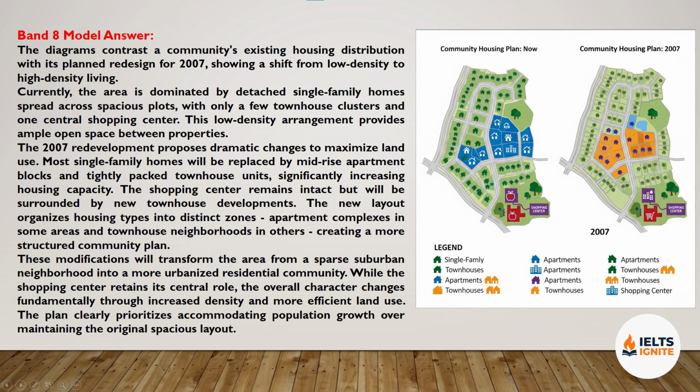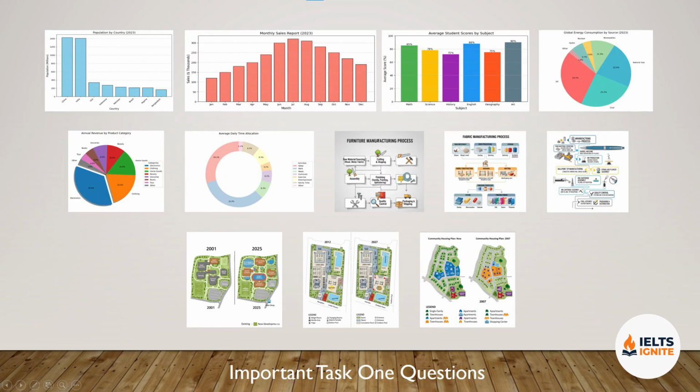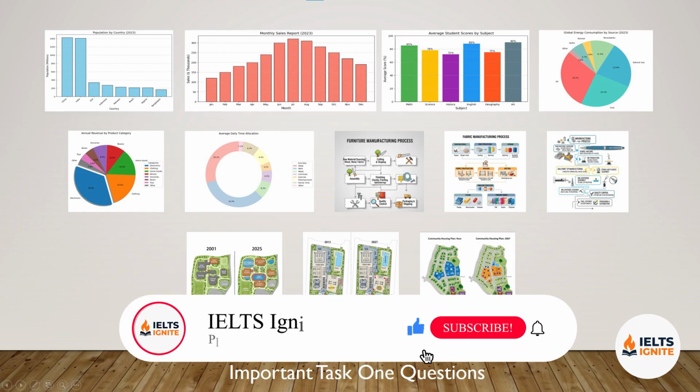So, these were 3 IELTS Academic Writing Task 1 map predictions: university campus expansion, fitness center renovation, community housing redevelopment. Practice them carefully, learn the Band 8 structures, and apply them in your exam.